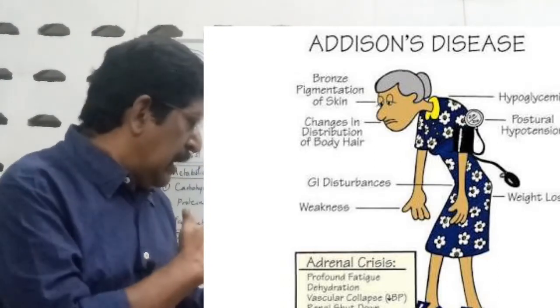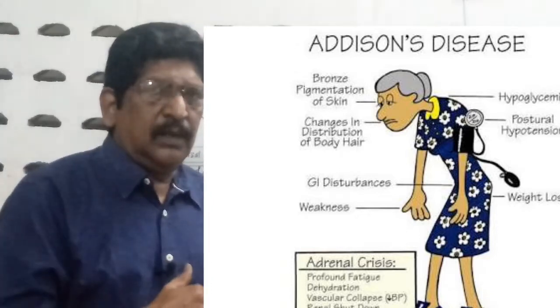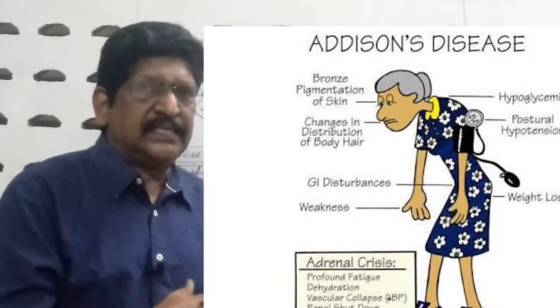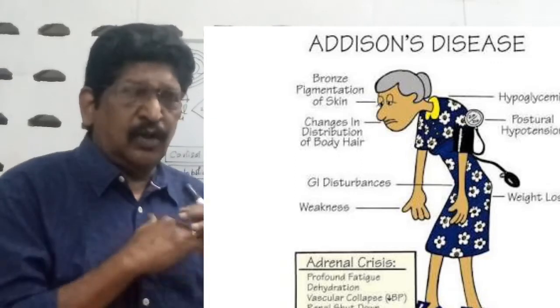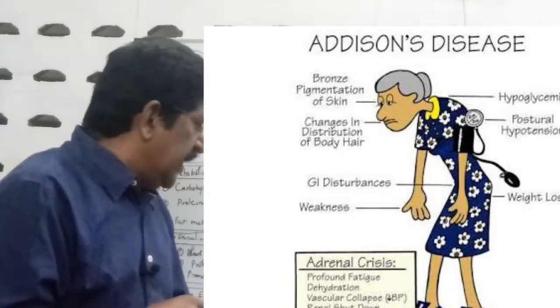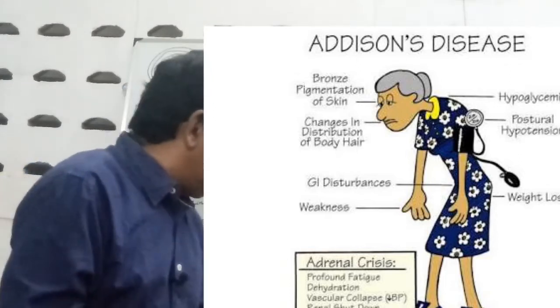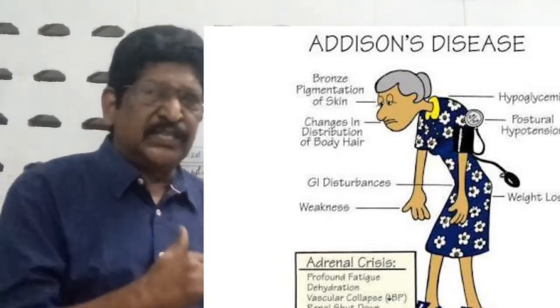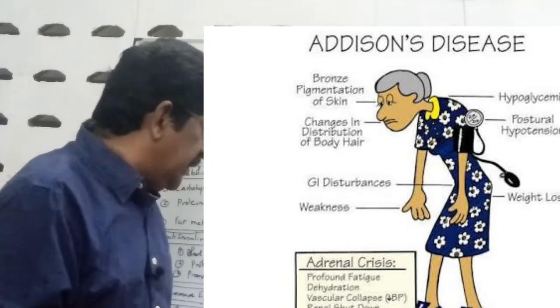That means hypoadrenalism. The secretion is less. The secretion of glucocorticoids is less. That leads to the disease Addison's disease. Very important. Hyposecretion leads to Addison's disease.